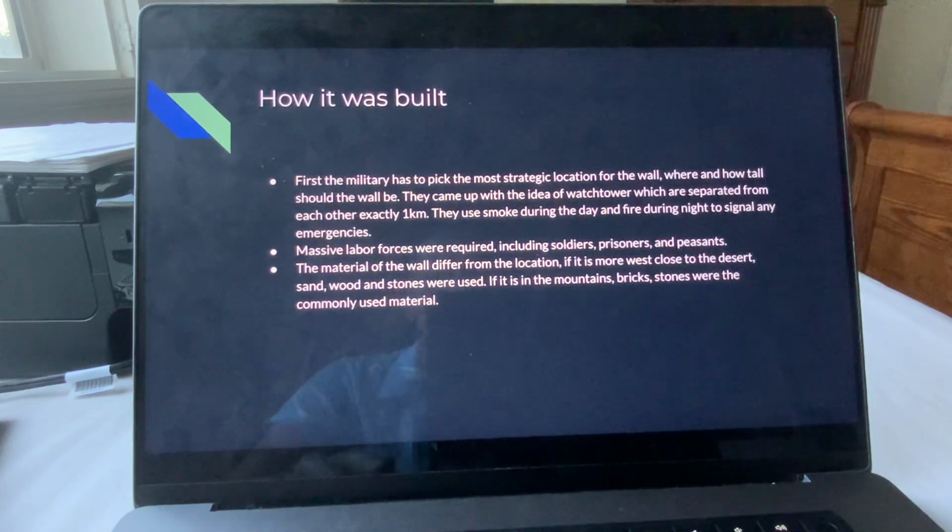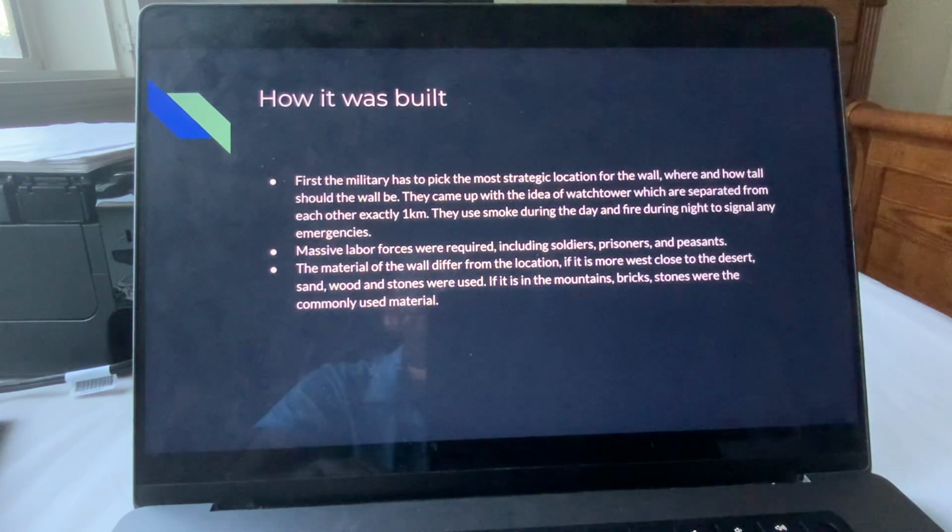So the first is the military has to pick the most strategic location for the wall, and where and how tall the wall should be. And then they came up with the idea of watchtowers, which are separated from each other exactly 1 kilometer away. And they use smoke during the day and fire during the night to signal any emergencies.